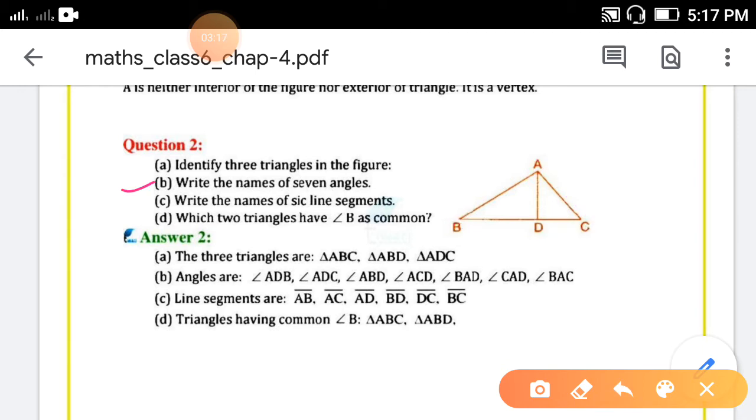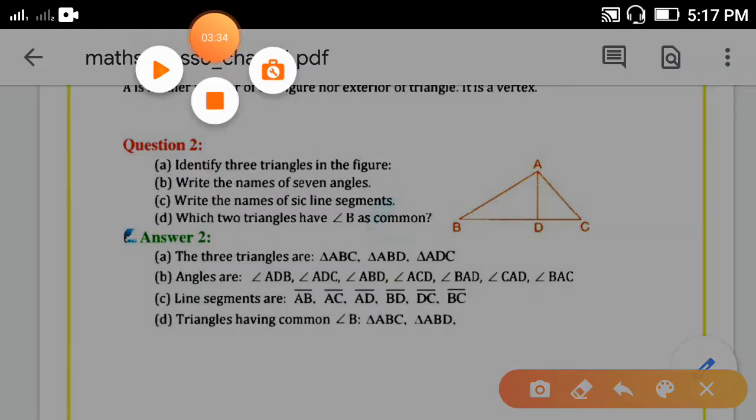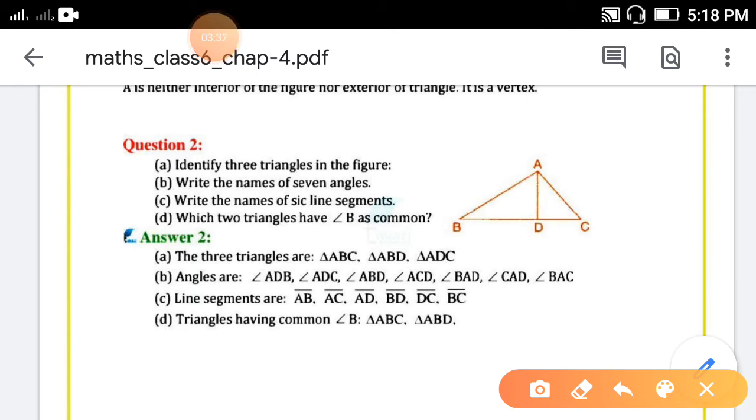B. Write the names of 7 angles. So I am going to draw. This is the first angle. Then second, third, fourth. Then this is the fifth one. Then sixth one, and this is the 7th. C. Write the names of 6 line segments. First, second, third, fourth, fifth, and this full one is the 6th. D. Which 2 triangles have B as a common vertex? This is ABC and the second one ABD.